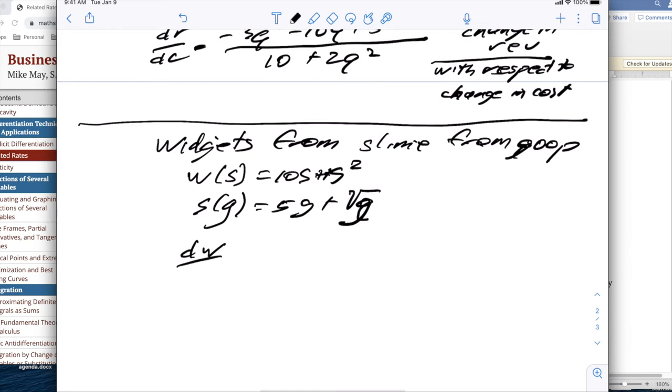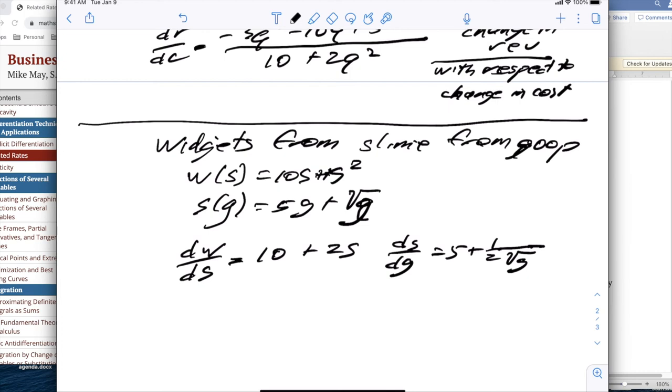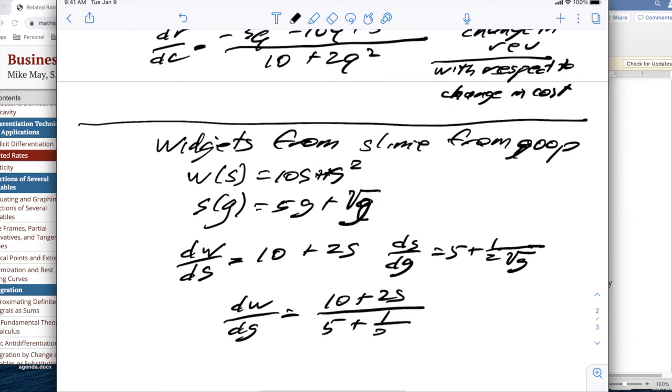The widgets, the Slime is 10 plus 2 Slime. The Slime, the Goop is 5 plus 1 half, 1 over the square root of Goop, taking my derivative. And so the widgets, the Goop, is 10 plus 2 Slime divided by 5 plus 1 over 2 the square root of Goop. And so this gives me another problem where I'm doing composition of functions.